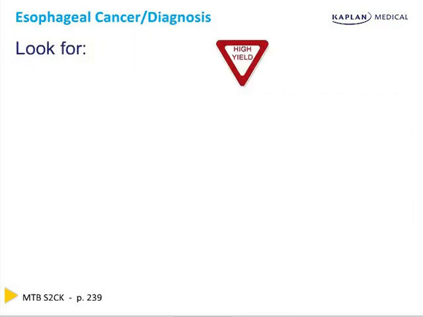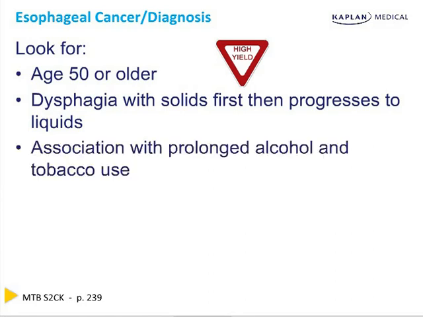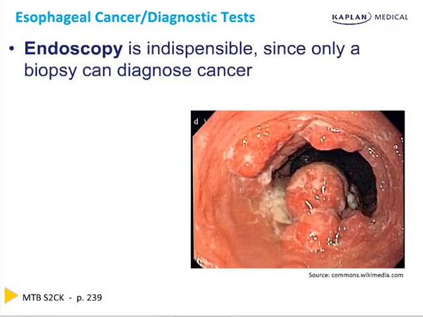Esophageal cancer is an important cause of dysphagia. Look for a patient who's over the age of 50. They have dysphagia with solids first, then progress to liquids. There's an association with prolonged alcohol and tobacco use, and many of these patients have had GERD for more than 5 years. The most accurate test for the diagnosis of esophageal cancer is endoscopy.